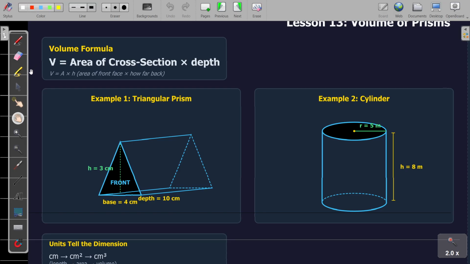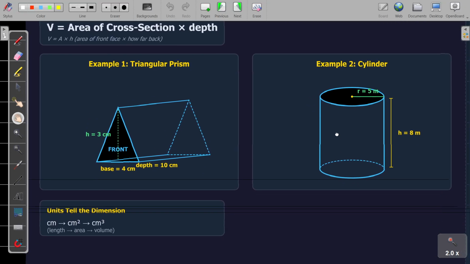calculating volume is going to be pretty easy because volume is area just stretched backwards. You basically find the 2D area of the front face. As you can see here, this is a triangle, this is the front face. Find that, multiply it by how far the shape goes. That's it. We call it the depth, sometimes the height as well. So look at the front, calculate the area, multiply by the depth. That's it. It's the same for this one as well. Calculate the area of the front, multiply by the depth or the height. You're done.